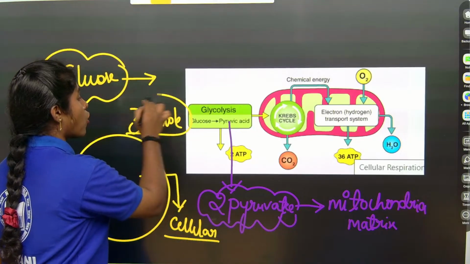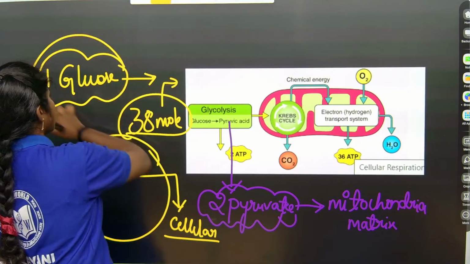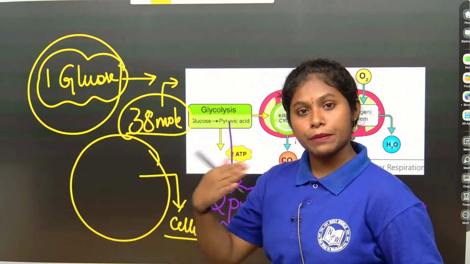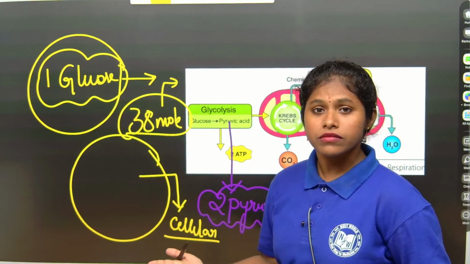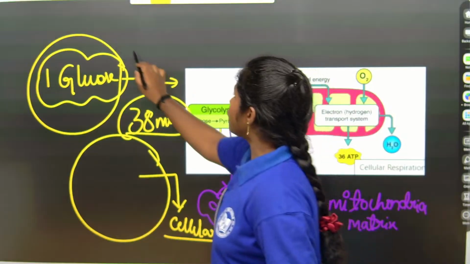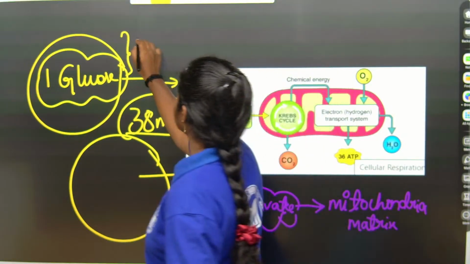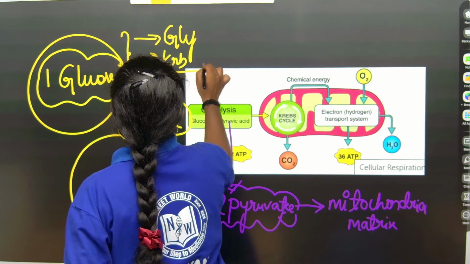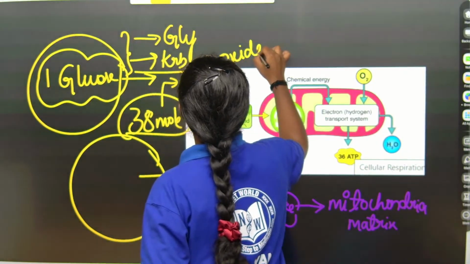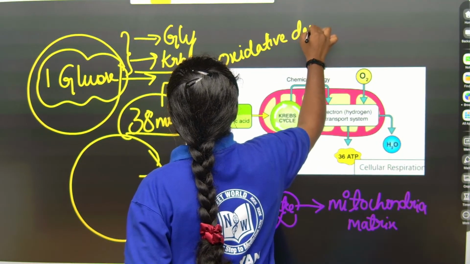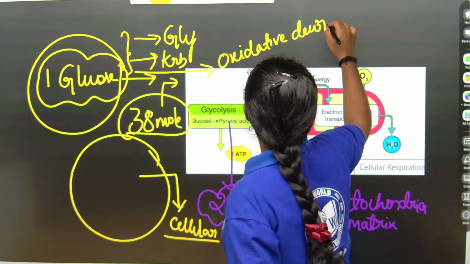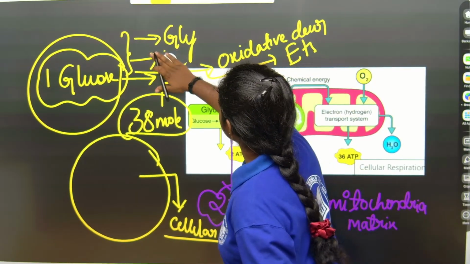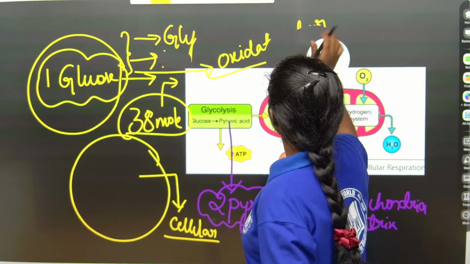To get the 38 molecules of ATP, to get one glucose to produce energy, it requires the glycolysis process and Krebs cycle. Then it will enter into the electron transport chain. These are the four cellular respiration stages: glycolysis, Krebs cycle, and the link reaction, oxidative decarboxylation, which we will see now in this class, and then the electron transport chain.